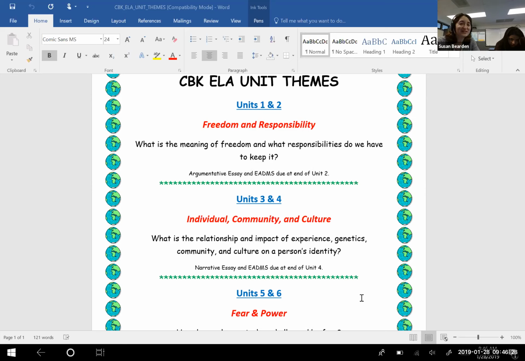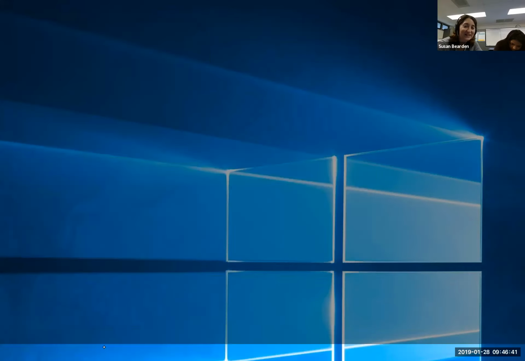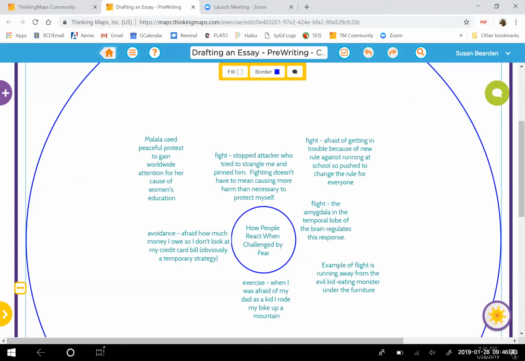Okay, so if we're doing our circle map, we need to make sure that our topic is going directly in the middle of our page, and then we're going to draw a circle around it, just like we did in our example. So let me pull up our example again. All right, so we've got our example over here. So remember, I chose fear.